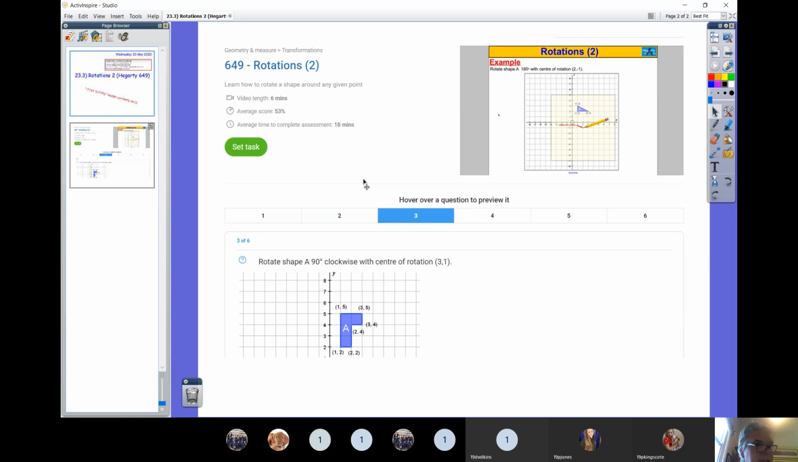And I think you probably picked it up. When it's 180 degrees, you don't have to specify whether it's clockwise or anti-clockwise, because if you turn halfway around, it doesn't matter which way you turn, you're going to end up in the same place.